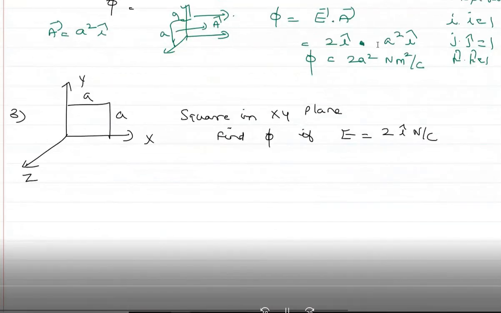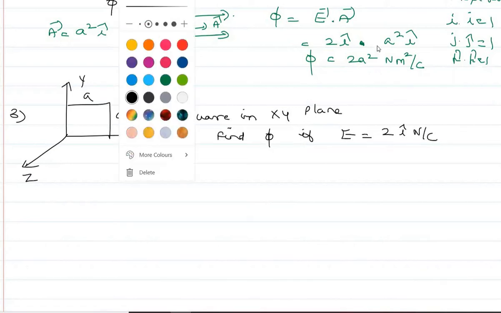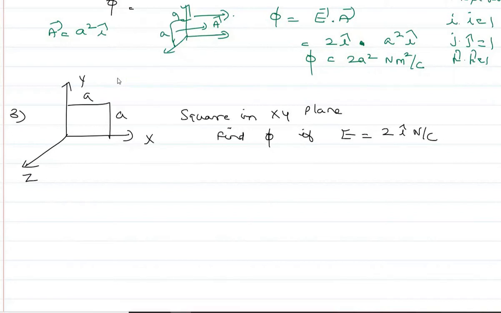Shall we? What is the question? A square in the xy plane, and the electric field is given as 2i Newton per Coulomb. So find the flux passing through it. First and foremost thing you have to do is find out the area vector. Since it is in the xy plane, what is the area vector?